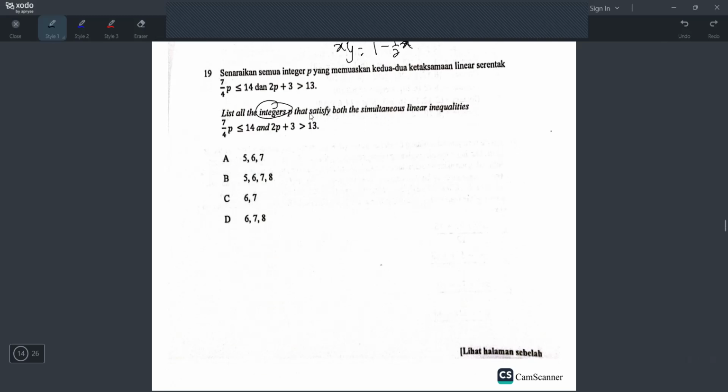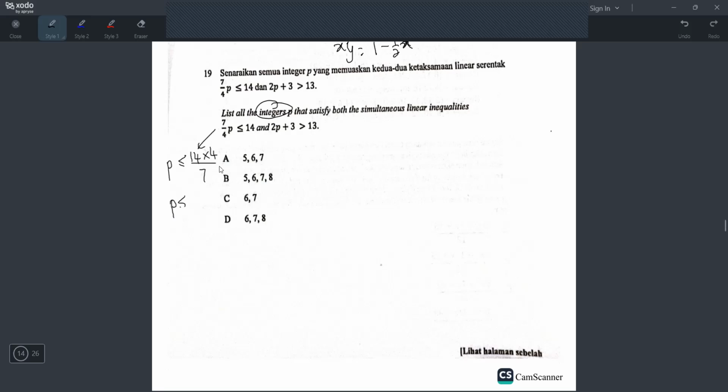19. List all the integers p that satisfy both the simultaneous linear inequalities, this one and this one. Okay, this is obviously linear inequality. So first thing first, how to find p? So smaller than or equal to 14. Okay, this 7 and 4 you can move there, but when you move, what will happen? Okay, the 4 sitting at the bottom means divide. So divide becomes times 4, and then 7 sitting on top means times becomes divide.